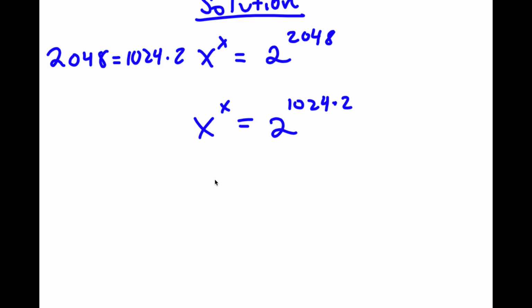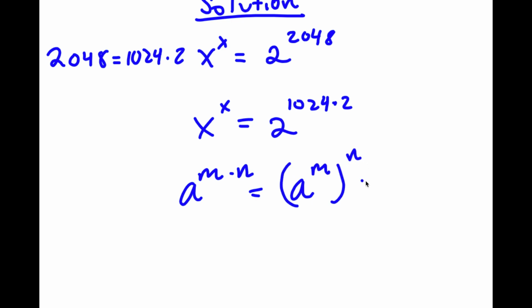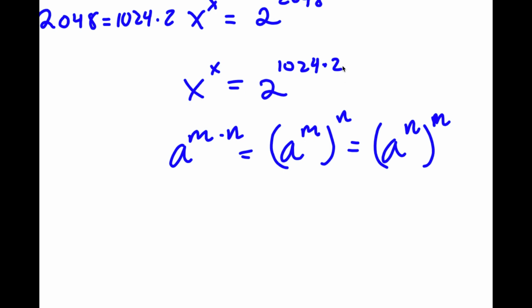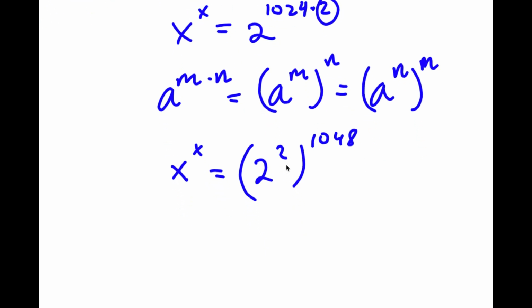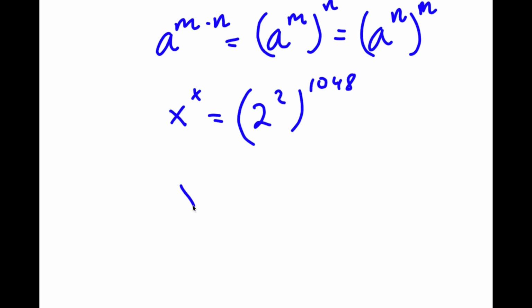And if I have something in the form a to the power of m times n, this is the same thing as a to the power of m to the power of n, and this is also the same thing as a to the power of n to the power of m. So in this case, 2 to the power of 1024 times 2, I'm going to rewrite this as 2 to the power of 2 to the power of 1048. Now, as you all probably know, 2 to the power of 2, that's simply equal to 4. So now I have x to the power of x is equal to 4 to the power of 1048.